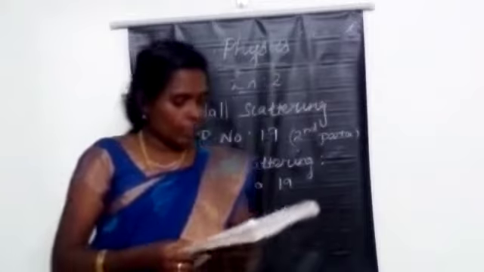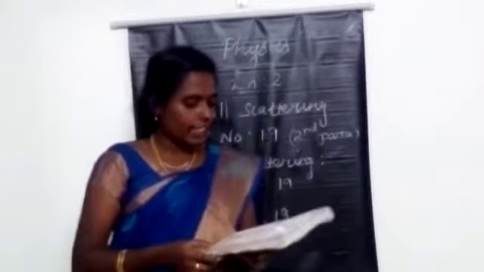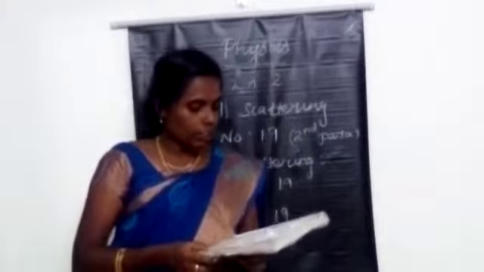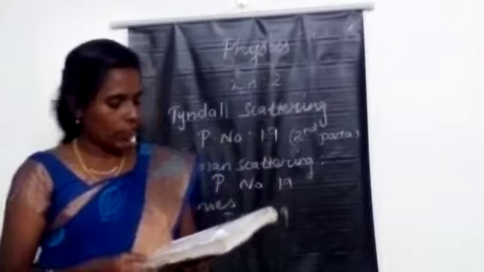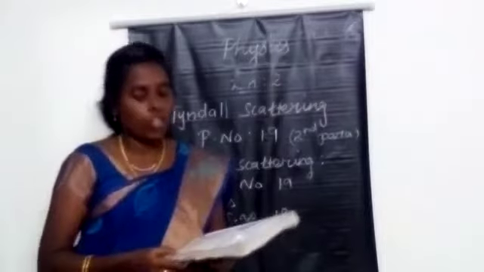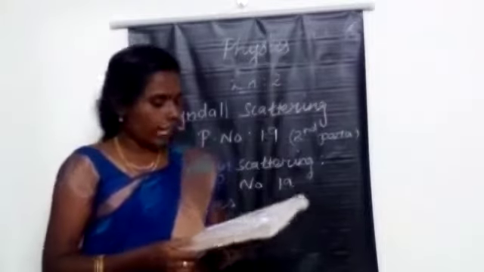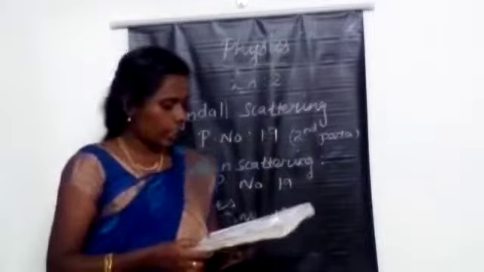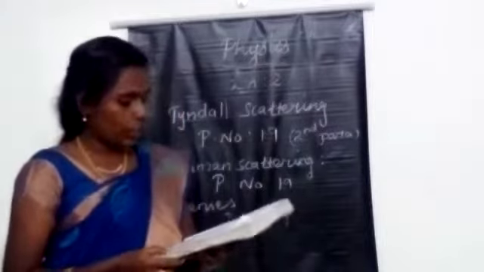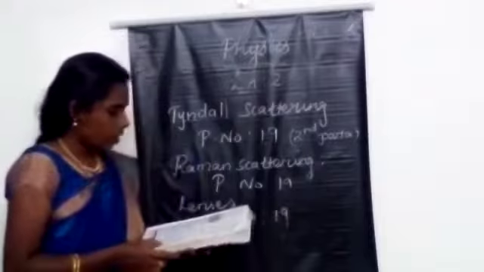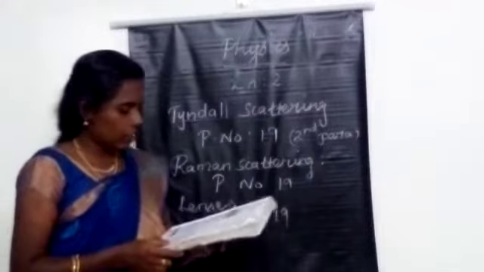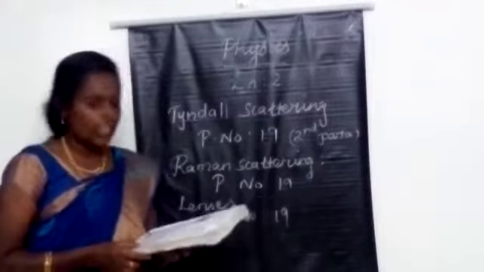Okay. The next one, what are called Stokes lines and anti-Stokes lines. The lines having frequencies lower than the incident frequency are called Stokes lines, and the lines having frequency higher than that of the incident frequency are called the anti-Stokes lines. Then, what do you mean by lenses? The same page number, lens paragraph.